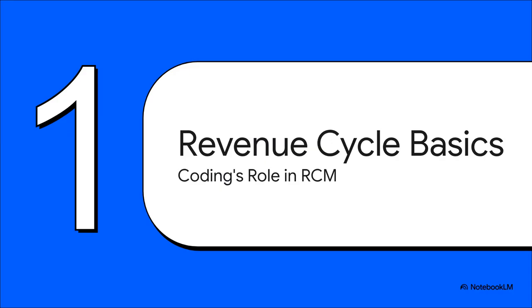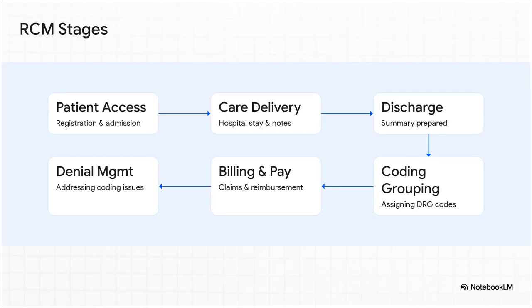Section 1. The Revenue Cycle Basics. So to truly understand IPDRG coding, we first have to zoom out and see exactly where it fits into the financial health of a hospital. Take a look at these 7 stages of revenue cycle management. It kicks off with patient access and care delivery, moves over to discharge, and then hits a massive bottleneck at step 4, coding and grouping. This step right here is absolutely crucial.